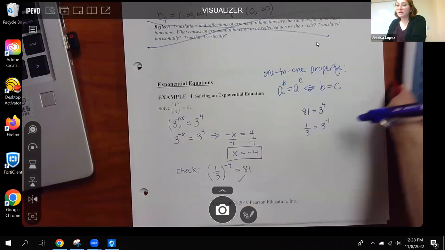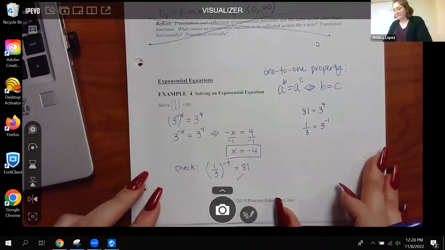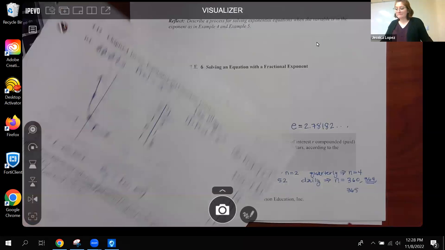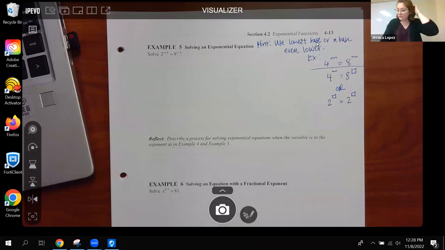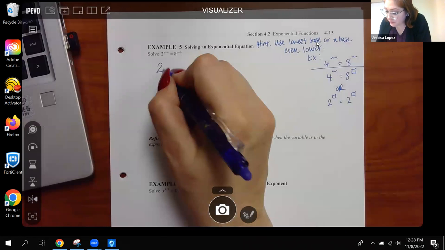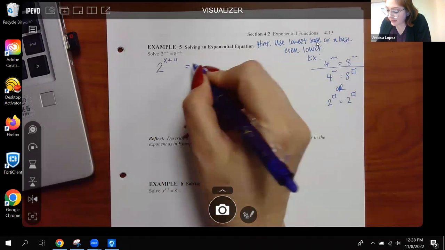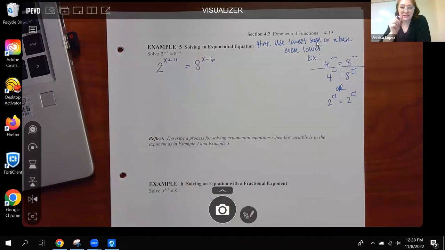So like, pretty sure they give us more to practice. So we'll go try another one, okay? Now, example 5, it's really tiny in there, so I'm going to write it a little bit bigger, but it's 2 to the power x plus 4, and then 8 to the power x minus 6. Okay, it's real tiny, so I just wanted to make it a little bit bigger.